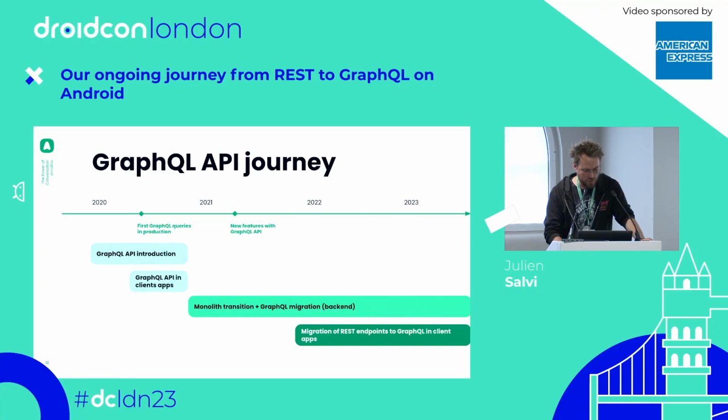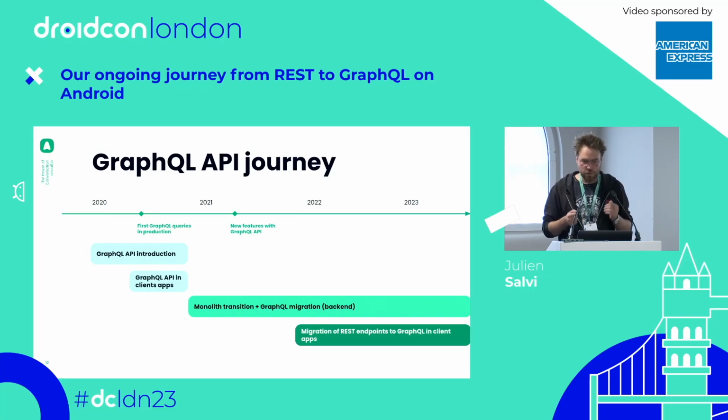Okay, so our ongoing journey, because it's not yet over. It started back in 2020, when we first introduced the first migration with GraphQL. The first feature using the GraphQL API was introduced between 2020 and 2021. And then the backend team decided to break up this huge monolith of our REST API.